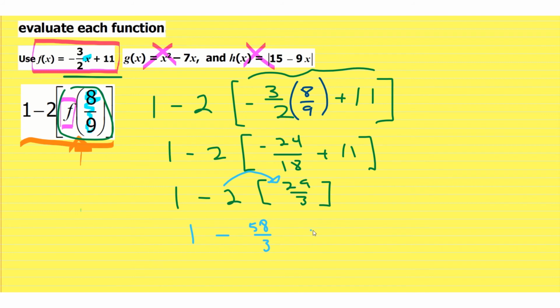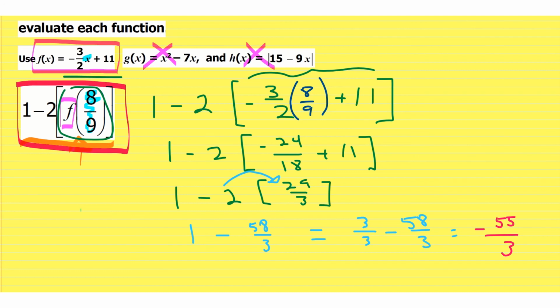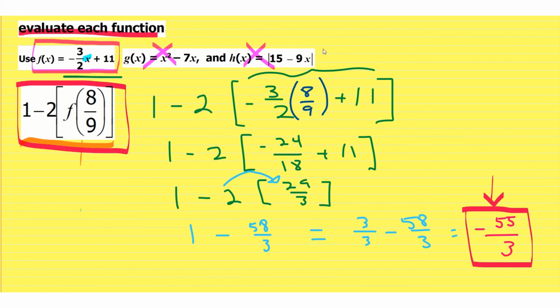And then at that point, we can go ahead and say 1 is equal to 3/3. Hopefully that feels familiar to you. So 3/3 minus the 58/3, and then that is going to be equal to negative 55/3. And our original function, an expression which referenced the f function right here, get rid of all that stuff. This original function right here, its answer is negative 55/3. We have now evaluated our function. This is the answer.